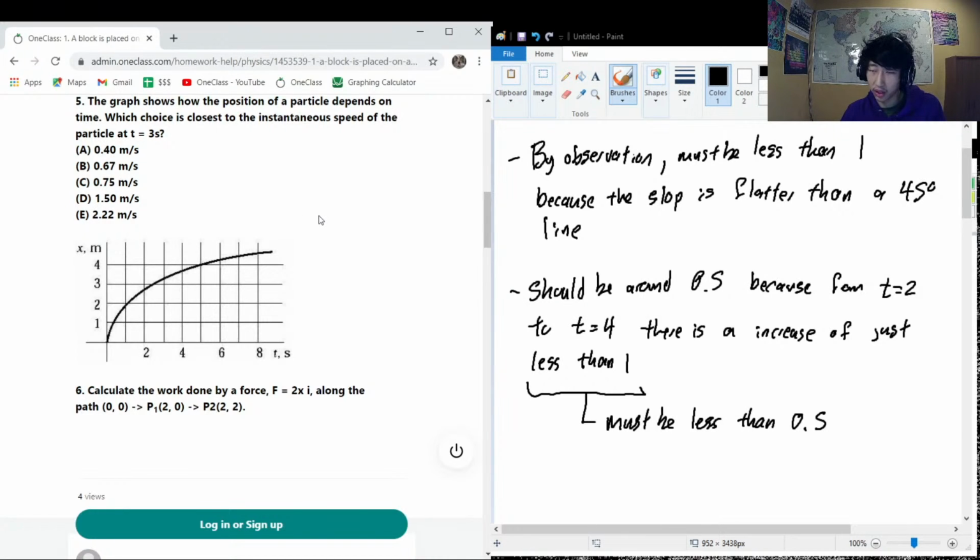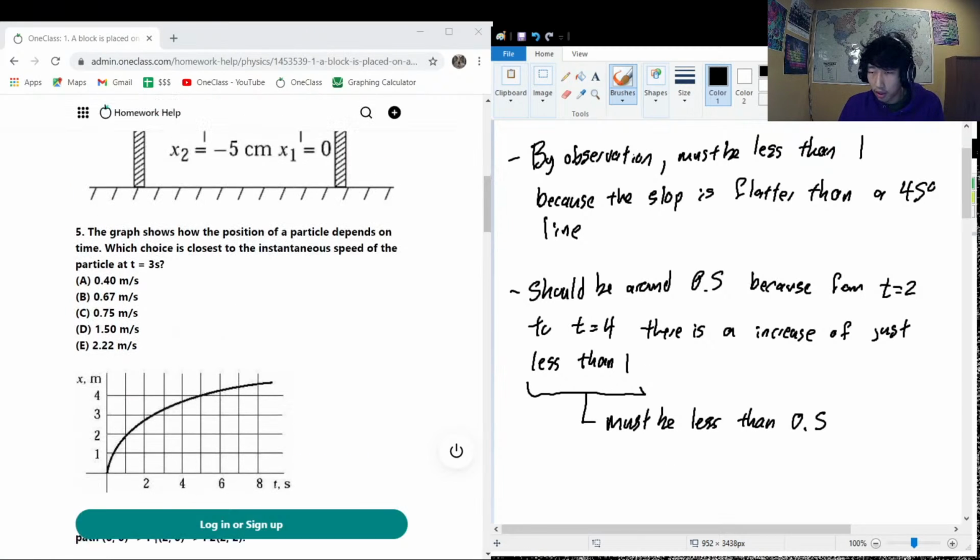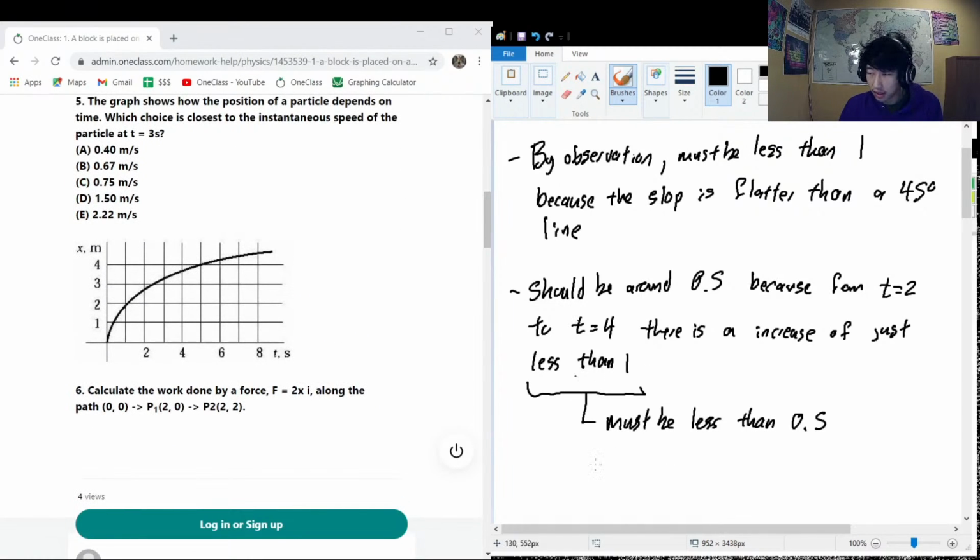And if you're doing this in real life, this would probably be printed out on a paper. Honestly, just take a ruler, stick it on your paper, and try to draw a line of best fit at around t equals 3, and then try to find the slope of that line. See which option lines up closest to it. All right. Cool. So that wraps up the 5th part of this 6-part question.